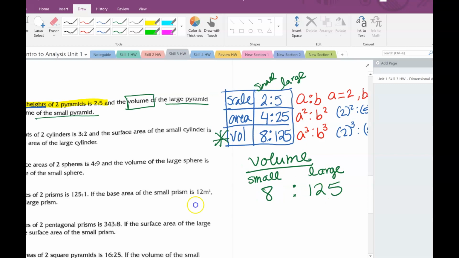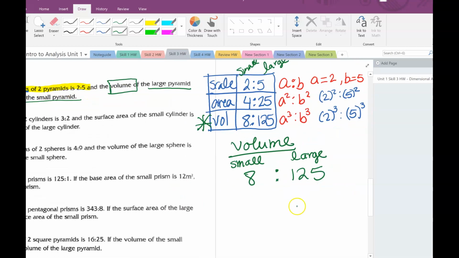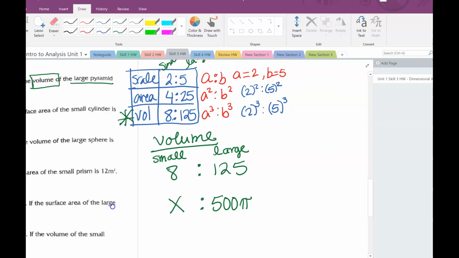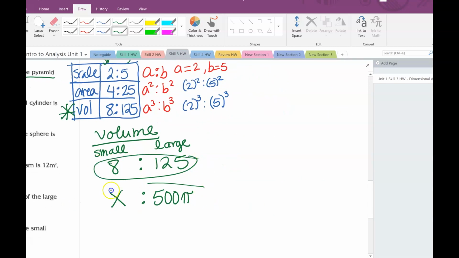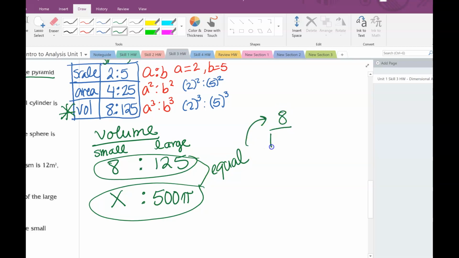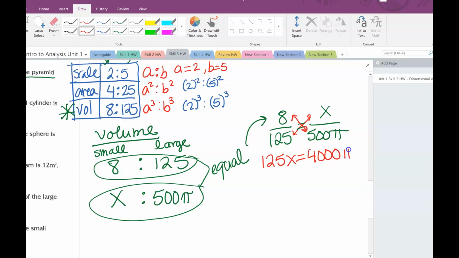But then they tell me the volume of the large pyramid is 500 pi. Don't worry about that pi, it's just like having a weird number like a radical or something in there, and I'm supposed to find the small one. Since these both represent ratios of the same thing, volumes of this pyramid, these should be equal to each other. And so I would set 8 over 125 equal to x over 500 pi. And then I can cross multiply these to solve. So I would have 125x equals 4,000 pi.